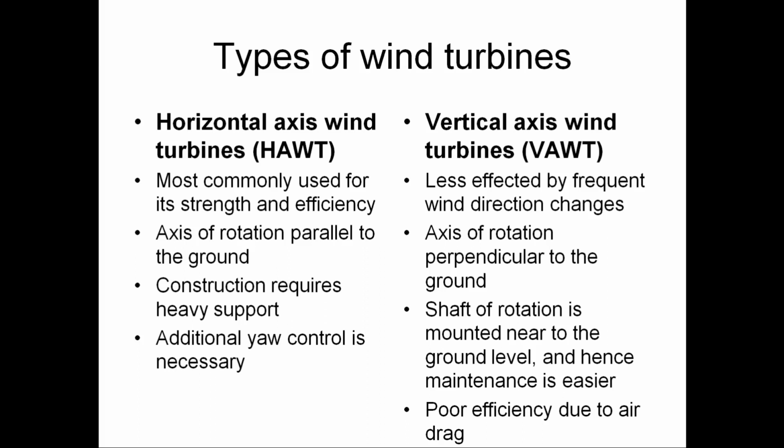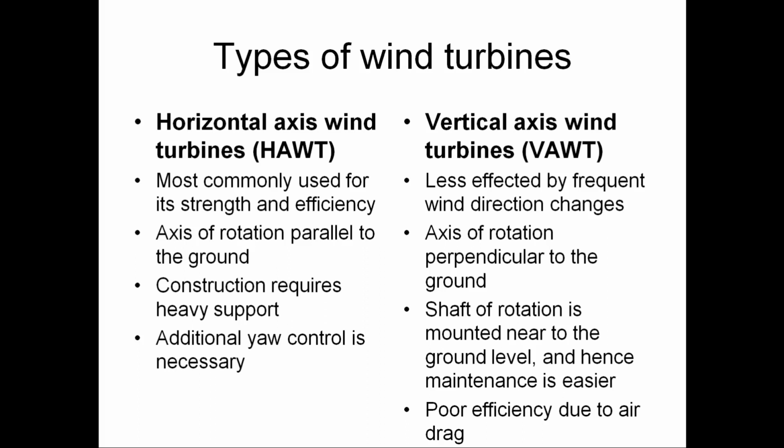But the disadvantage is that one may require very heavy equipment for lifting the nacelle, blades, gearbox, etc. to a very high level, as well as very heavy support to hold these things. I'll show you the photographs. In addition to that, an additional yaw control mechanism will also be required for this horizontal axis type of wind turbine.